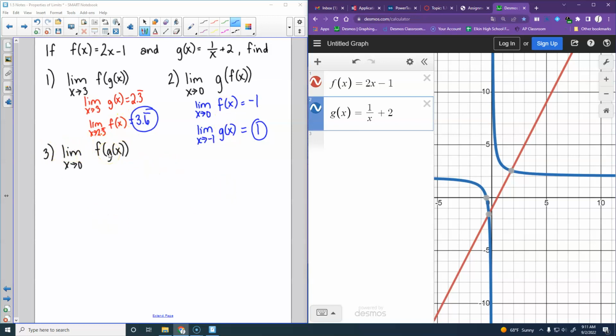For 3, what is the limit as x approaches 0 of g of x? What is that? It does not exist, right? Because from the left you approach negative infinity, from the right you approach positive infinity. So it does not exist. So if you get does not exist here, that means the whole thing does not exist also.